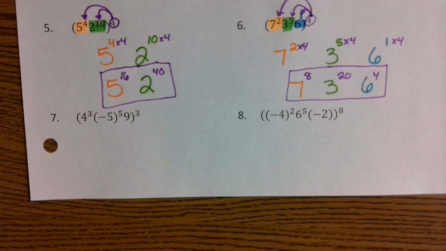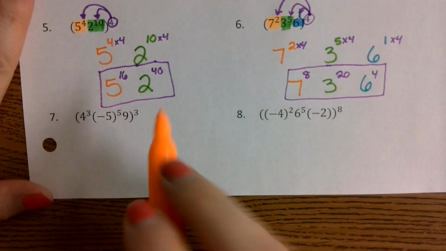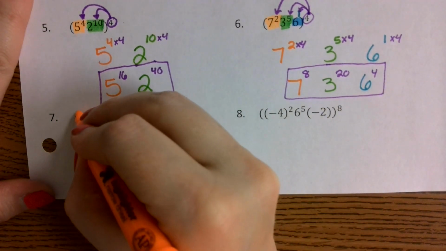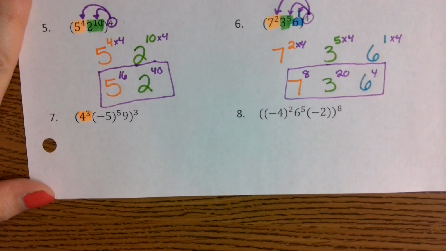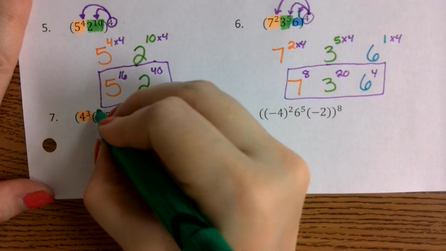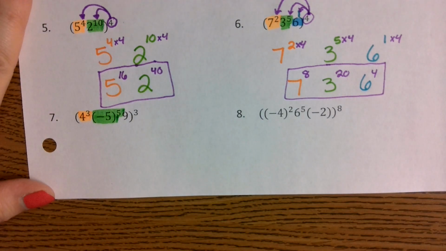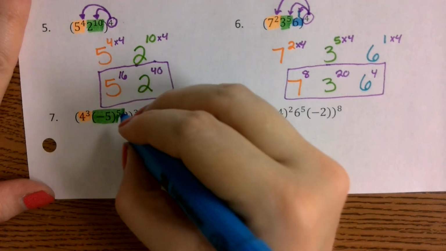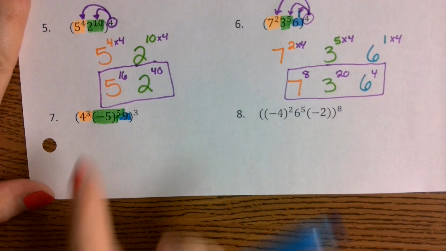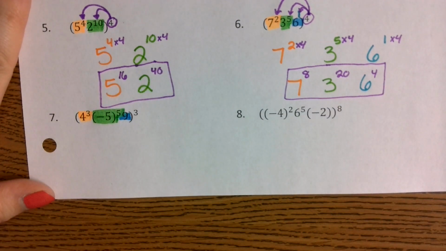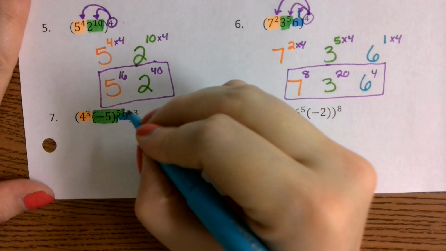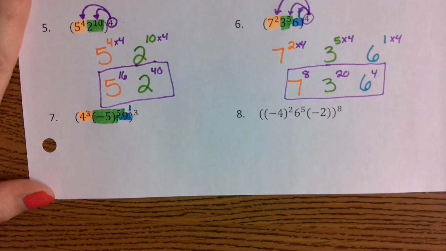Okay, let's take a look at the second to last one. We have several different powers here. We have 4 to the third. We have negative 5 to the fifth. Don't forget those negatives need to stay inside what? They need to stay inside parentheses. And then we have a 9. And the 9 does not have a power written. If it doesn't have a power written, we know there's an invisible 1.